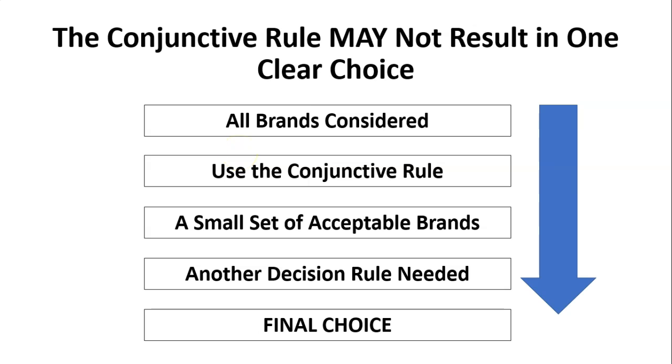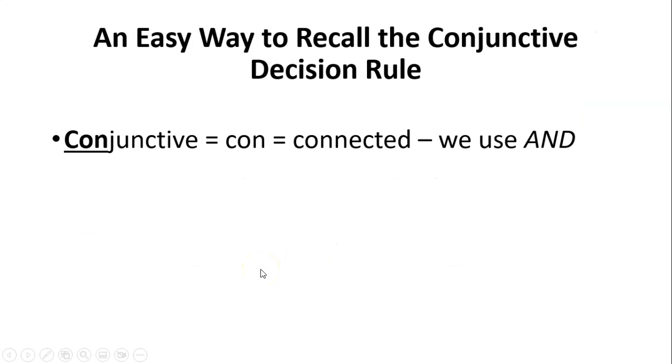Just to keep in mind that there could have been 2 or more hotels that had the ticks or the smiley faces all the way along. So one of the limitations with the conjunctive rule is you may not get a clear winner. You might get 2 or more, or indeed you might rule out everybody. So you start with all brands. The consumer uses a conjunctive rule based on their required attributes and levels of perceived quality. That usually narrows it down to a small set of acceptable brands, and in most cases they'll have to use a second decision rule to make a final choice.